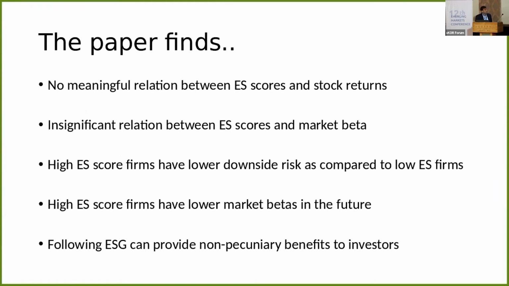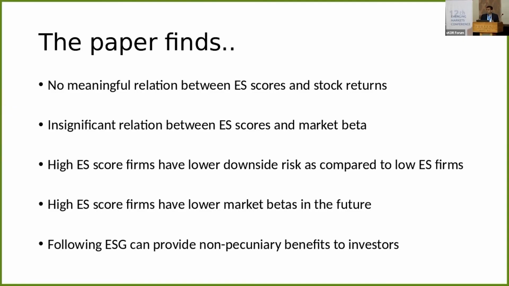This is a summary of what I thought the paper found. There's no meaningful relationship between what they use as the ES, environment and social score, and stock returns. Insignificant relation between ES scores and market beta. Kim, you can correct me if I'm wrong in any of these. Firms which have high ES scores have lower downside risk as compared to low ES firms. This is very, very important. High ES score firms have lower market betas in the future as you forecast. And following ESG as a strategy, as a means of risk-return, can add non-financial benefits to investors.